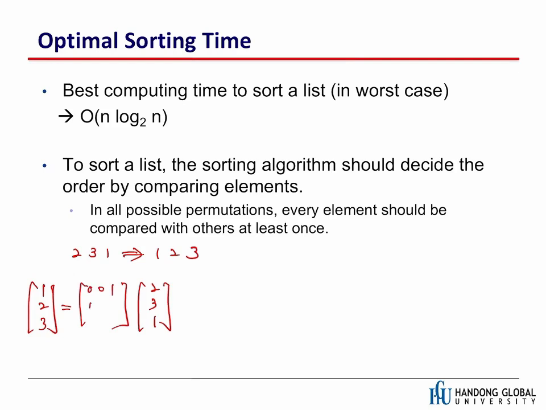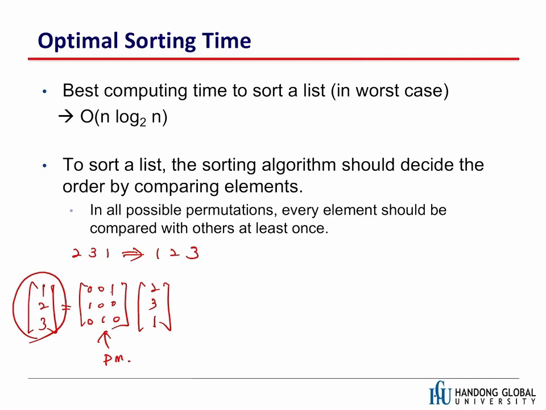0, 0, 1 and 1, 0, 0 and 0, 1, 0. So if we multiply this matrix to this vector, then we get 1, 2, 3. So see, 0, 0, 1 will get 1, and 1, 0, 0 will get 2, and 0, 1, 0 will get 3. So this one is a permutation matrix. So if we define a permutation matrix, then we can have a different order of the elements. Okay, so we can come up with so many different permutations.